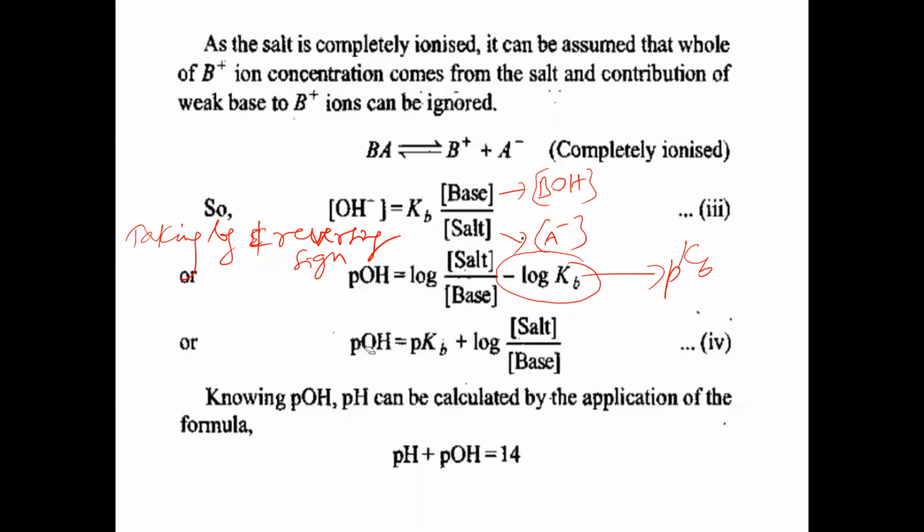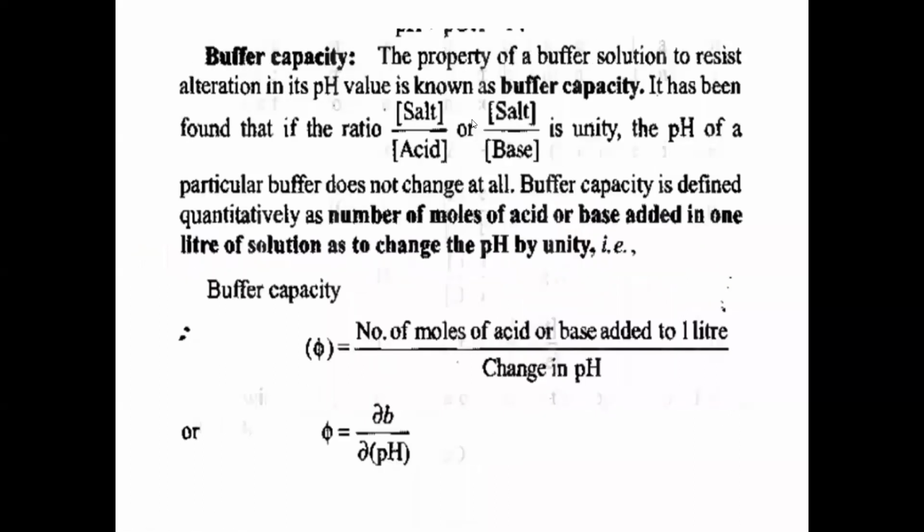Next, pOH is equal to pKb plus log salt by base. Here minus log Kb is nothing but pKb, plus log of salt by base concentrations. So knowing the pOH value first, we can calculate pH. Now pH plus pOH is equal to what? 14. We know that. Now the next important topic is buffer capacity.